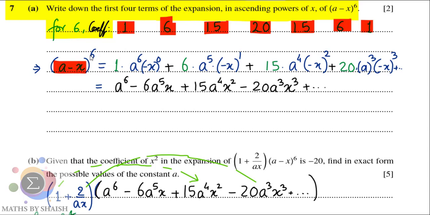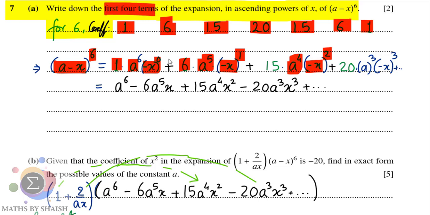a minus x to the power 6: the coefficient 1, a to the power 6, minus x to the power 0. Then the coefficient 6, a to the power now reduced to 1, and then minus x to the power 1. Similarly a power again reduced and minus x power increased. Similarly we can go on, but since they have asked for the first 4 terms, we have only chosen this till the 4th term.